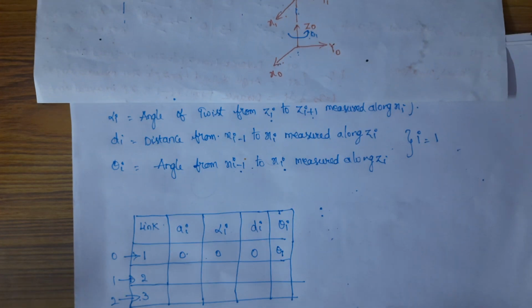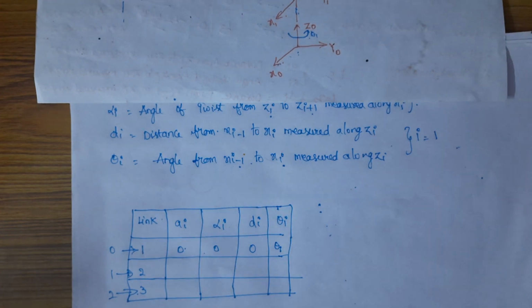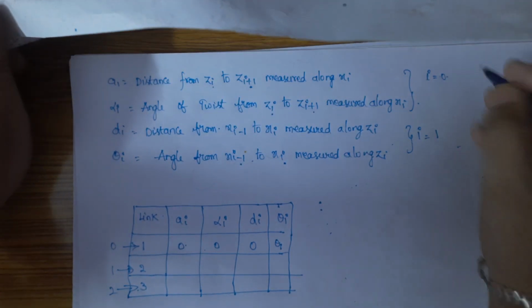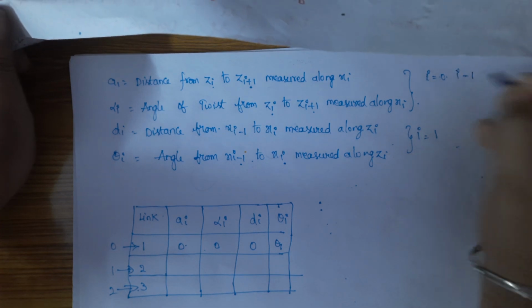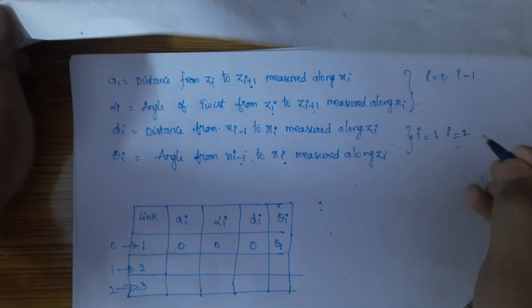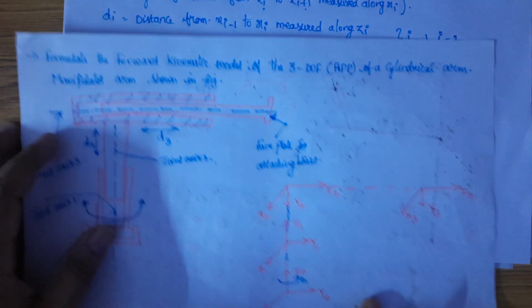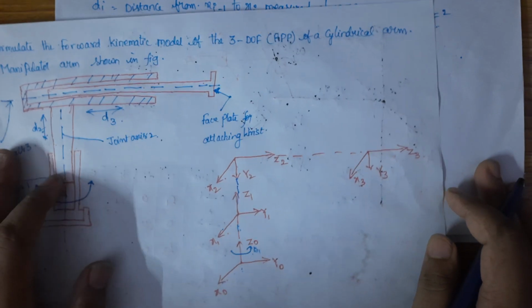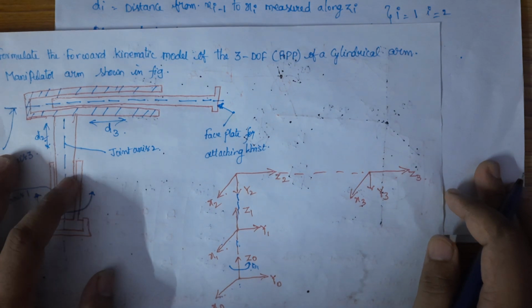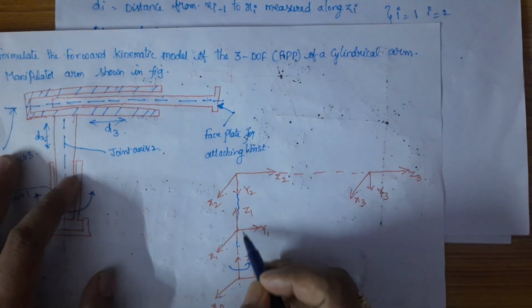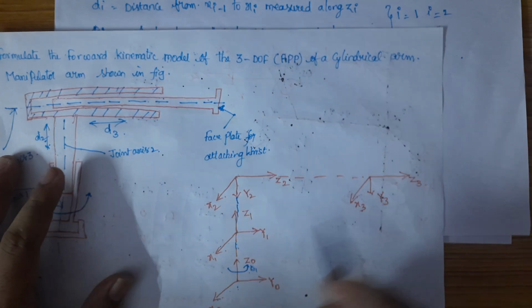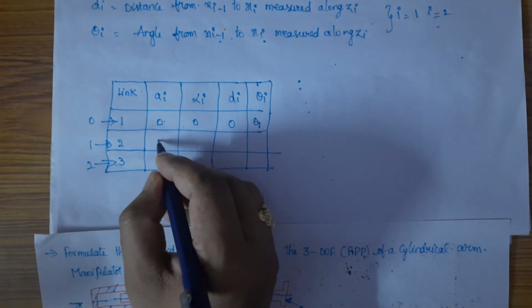Okay, so the first link is completed. So the next one will be the distance from Z1 to Z2. Next we will be taking i is equal to 1 and i is equal to 2. In order to calculate the a_i, the distance from Z1 to Z2 measured along x-axis. Since both the origins are in the same plane, we don't have any length here.